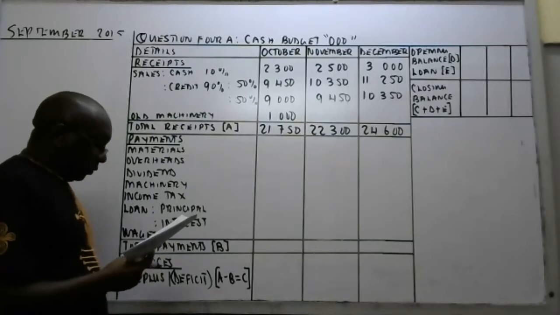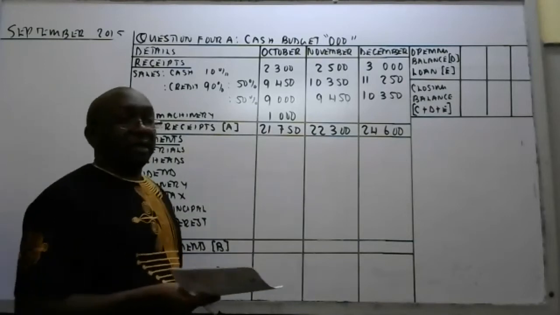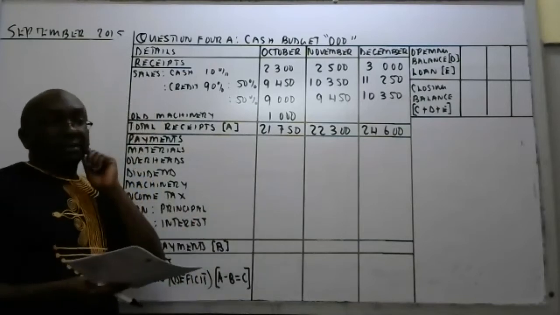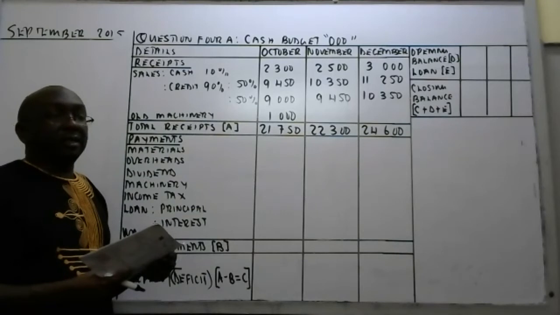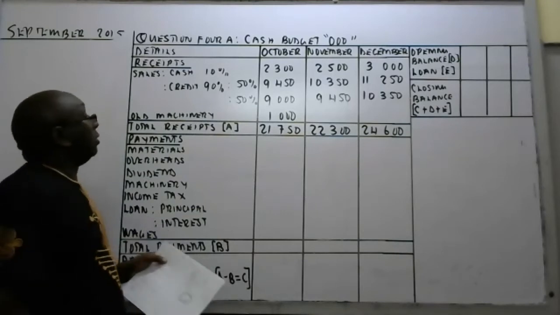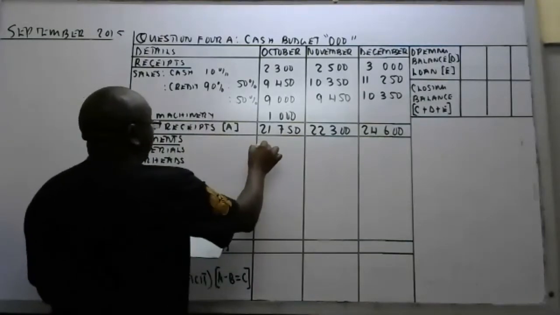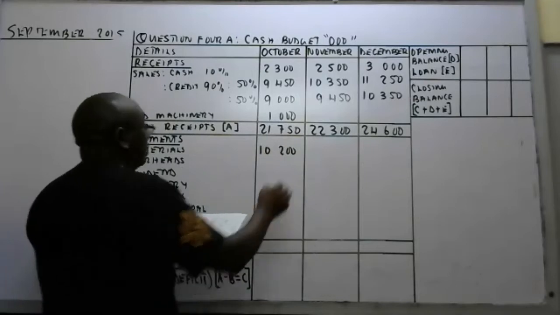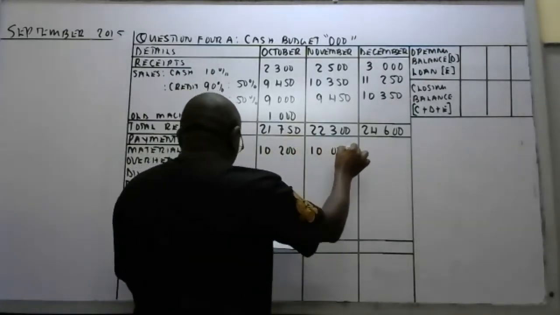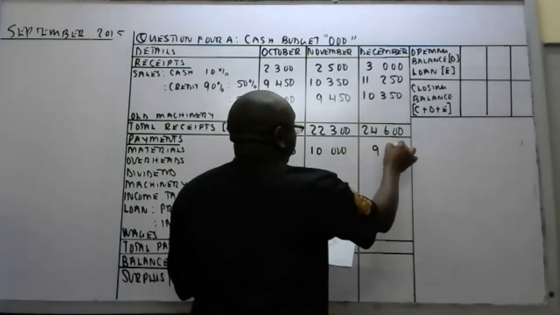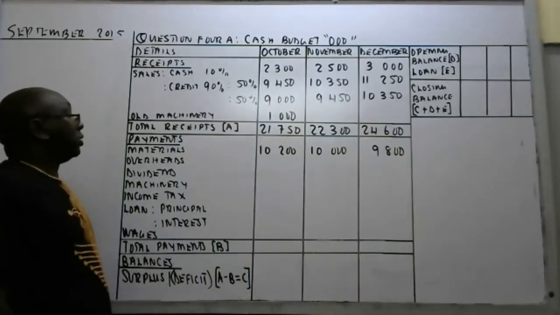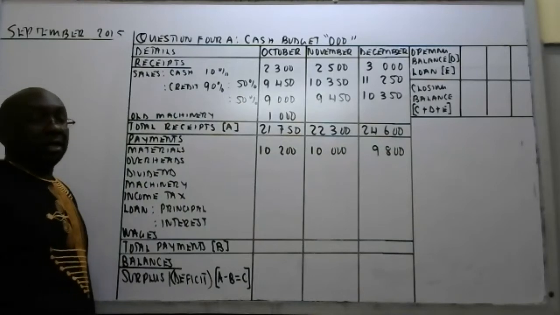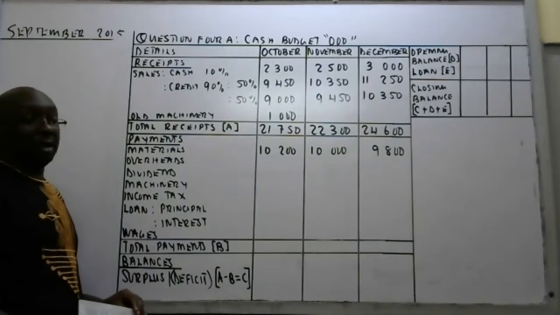In the side of payments, we are told creditors for materials give 2 months credit. So that means we pay after 2 months. So the purchase that was done in August will be paid for in October. So you simply come here and bring 10,200. Then here you bring 10,000. And here you bring 9,800. That's the meaning. The purchases, we are given 2 months. So what was bought in August will be paid in October.